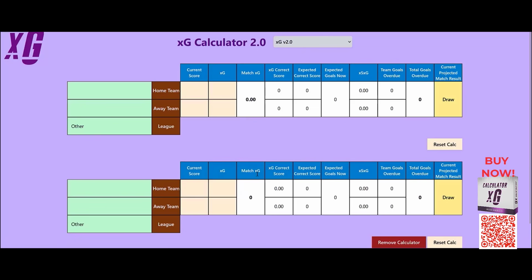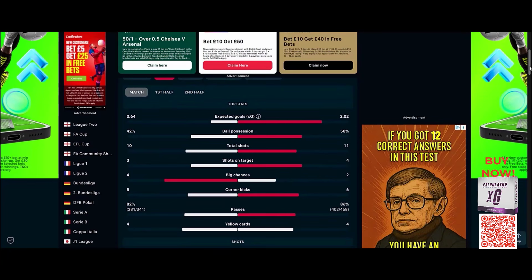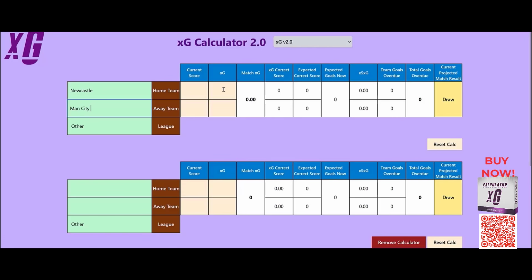I'm going to quickly set up a match just so you can get an idea of how it works. We're over on Flashscore. This was Newcastle against Man City. If I can even bring the logos in just so you can get an idea. Anyway, we're looking for this number. Expected goals 0.64, 2.02 in favour of Man City. We know this match finished 2-0 to Man City, but we're going to plug in these XG numbers and the calculator is suggesting, as we can see here, expected correct score, the 2-0, expected goals now 2, and expected away win, which is what did happen.